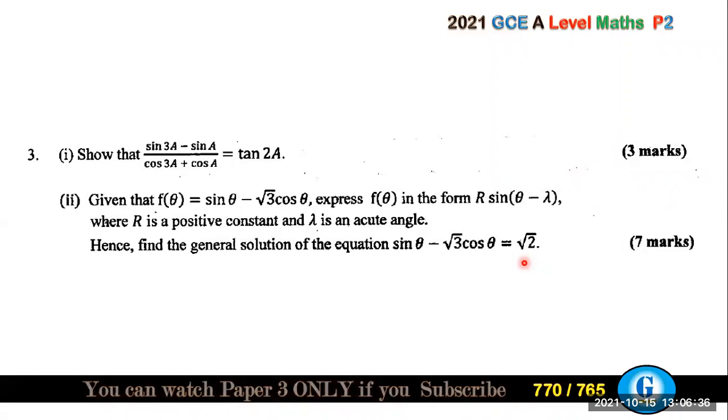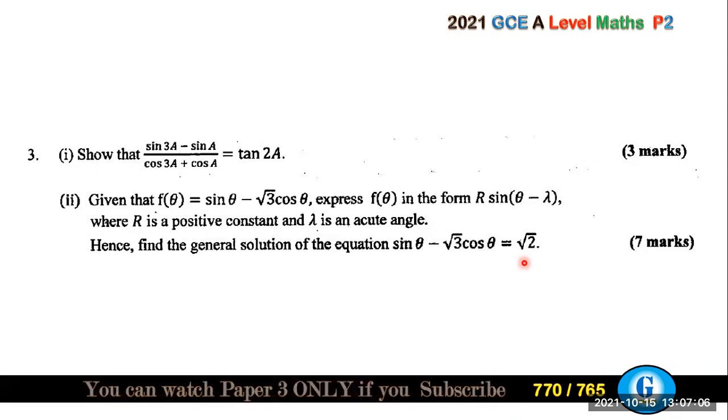Question 3: show that (sin 3a minus sin a) over (cos 3a plus cos a) is equal to tan 2a. Guys, with this question, please do not try to expand this thing and simplify. You will suffer and you might never get to tan 2a. It will become very difficult for you.